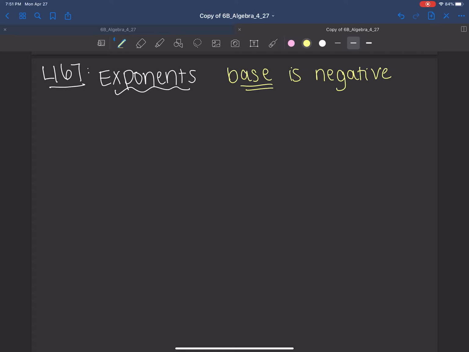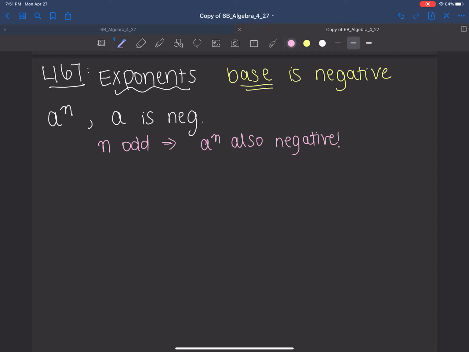So after we discussed this in class, we saw that, okay, if I want to find a to the n, where a is negative, then if n is odd, then a to the n is also negative. But otherwise, if n is even, then a to the n is positive. Okay. And I thought the best way to see this is through doing some examples.